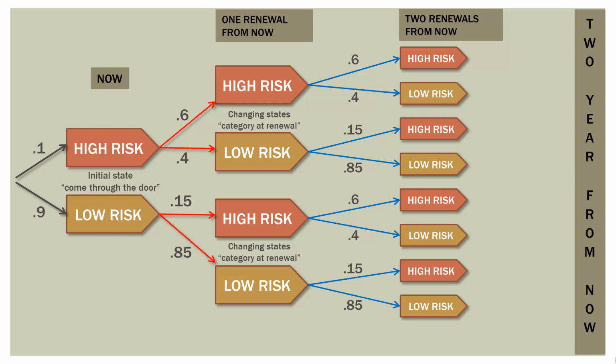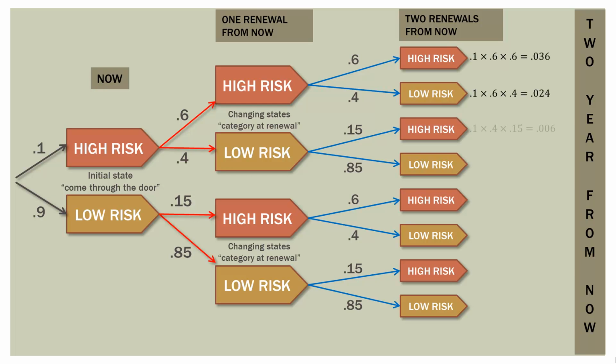Now you can see, once we get up to, say, 5 years from now, think of how big that probability tree would be. It would be almost impossible to write unless you had a piece of paper the size of a room's wall. So that's why we use matrices.